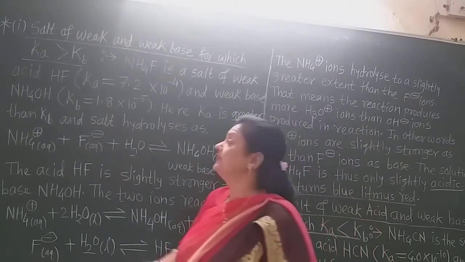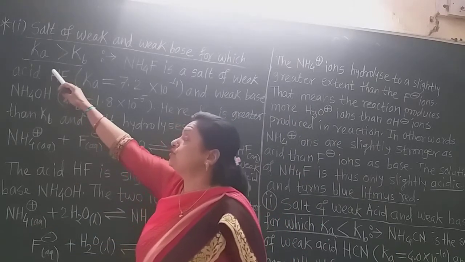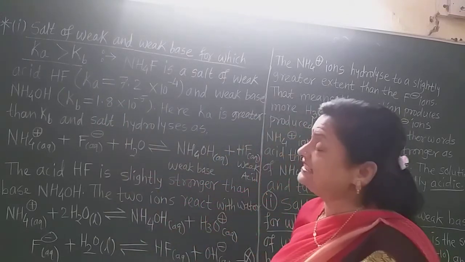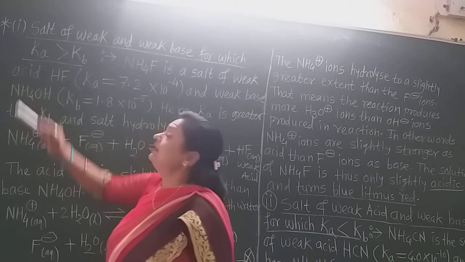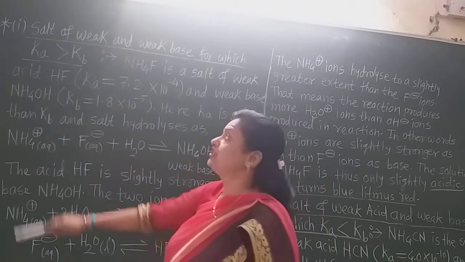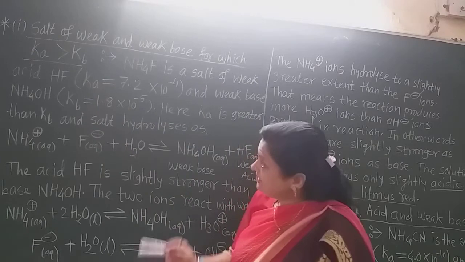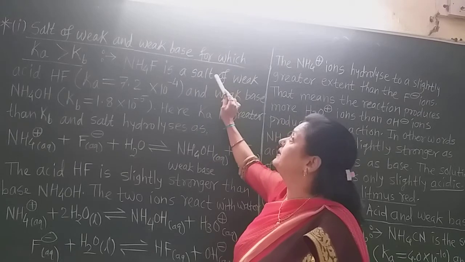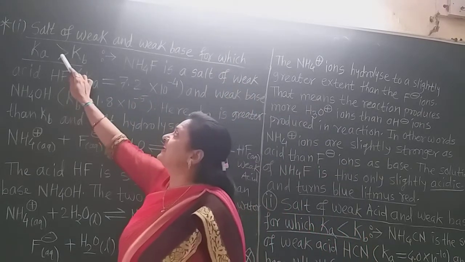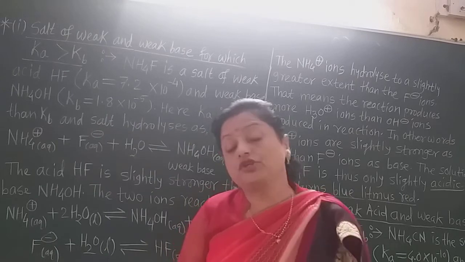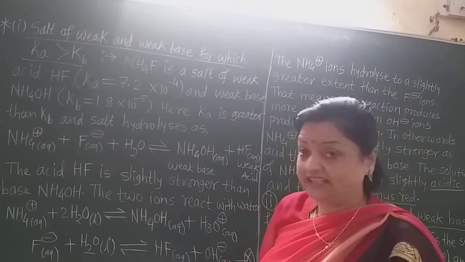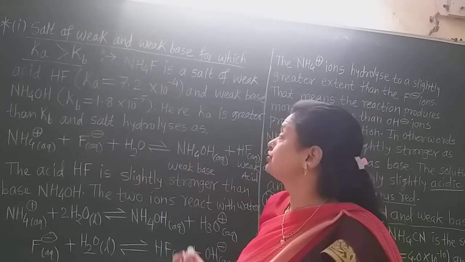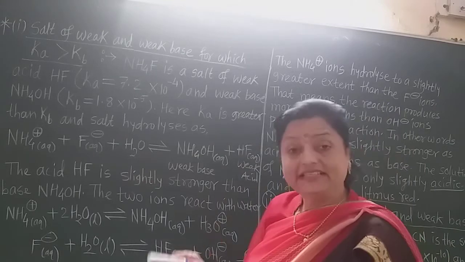This depends upon the values of the dissociation constants of the weak acid and weak base. The dissociation constant of a weak acid is denoted by Ka and the dissociation constant of a weak base is denoted by Kb. Now this is the first case, the salt of a weak acid and weak base for which Ka is greater than Kb. That means the dissociation constant of the weak acid, Ka, is slightly greater than the dissociation constant of the weak base, Kb, in that salt.